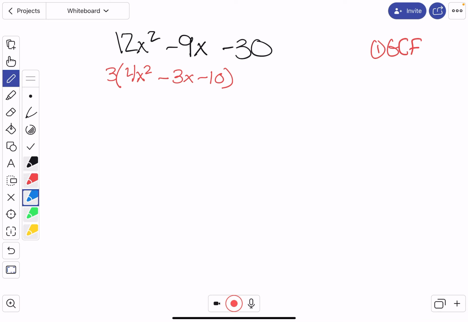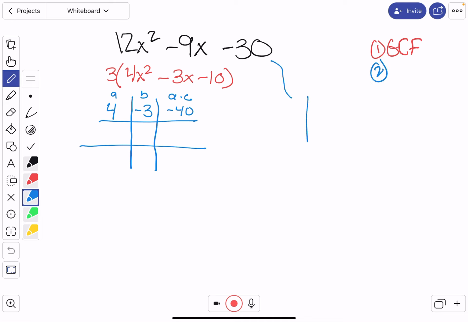So we're going to do tic-tac-toe factoring. You're going to make a tic-tac-toe box. You put A in the first section, B in the middle section, and A times C in the last section. So 4 times negative 10 is negative 40. That's how we start. Let's do the same thing with the other one: A, B, and then A times C. That's negative 360. See what I mean by we're dealing with smaller numbers if we take it out first?